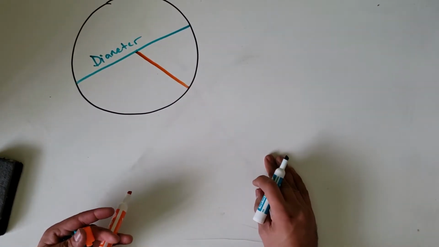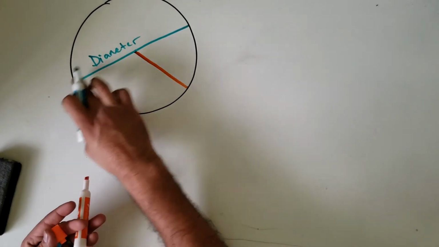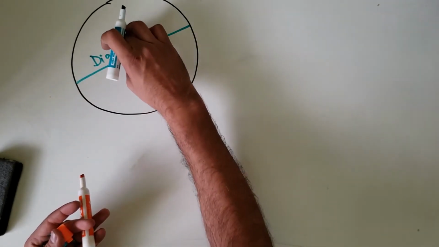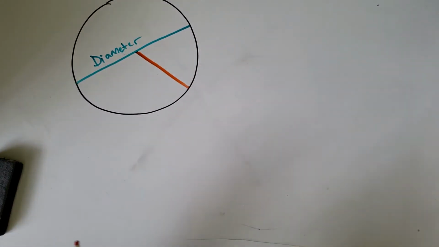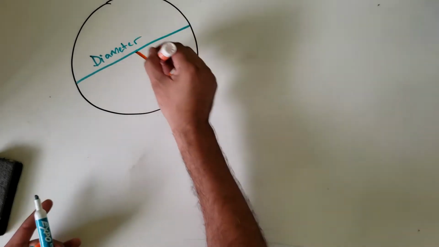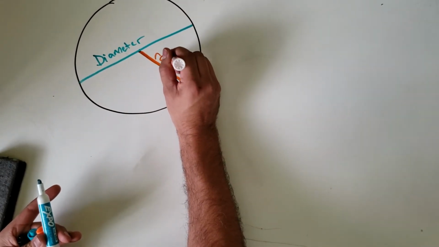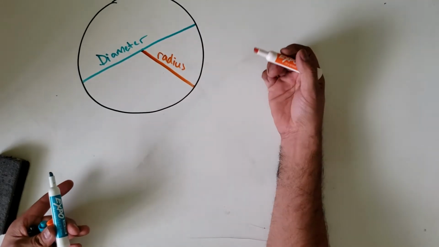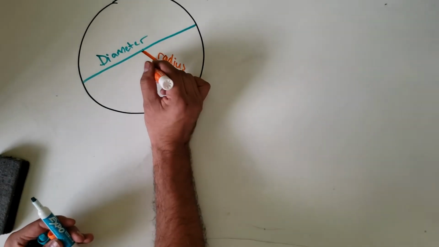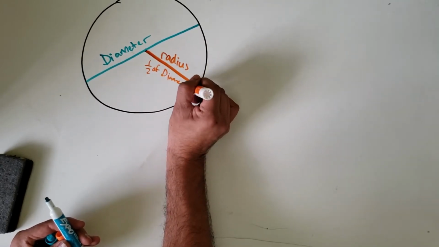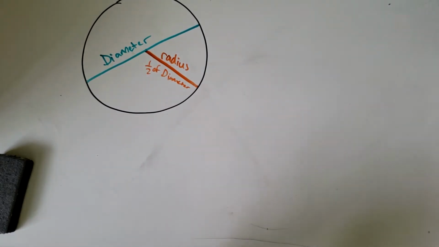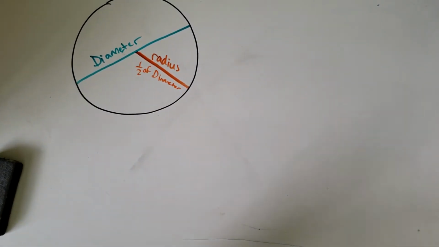Diameter is the distance from the outside of the circle through the center to the other side of the circle. And then I told you that half of a diameter is called a radius. So a radius only goes from the center to the outside, and that's it. You have to remember that this is half of diameter. So if they give you a radius, you can easily find the diameter by just multiplying by 2. Or if they give you the diameter, you can easily find the radius by just dividing by 2.